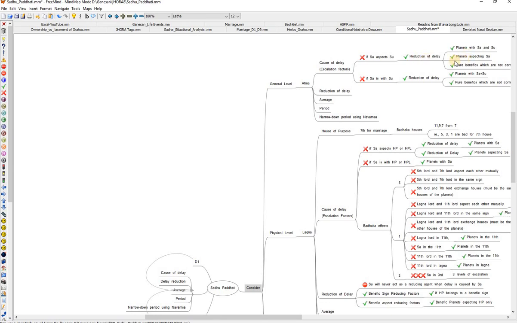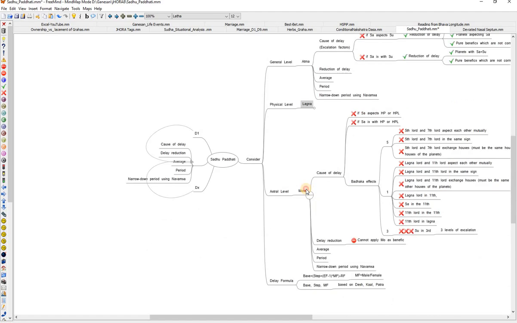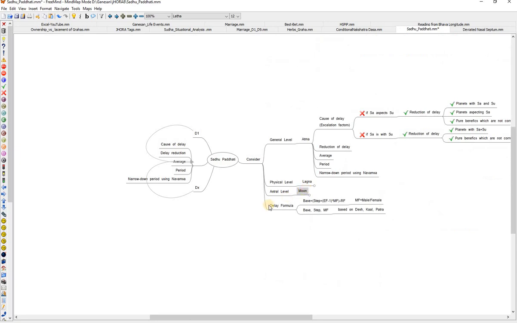These rules are very clearly laid out in that particular video on the YouTube channel that I told you about. For each case, we have an escalation factor and a reduction factor, and we average it out, and a period is arrived at. And it's similar in the case of Lagna. I don't have to walk you through all of that, because the Excel will clarify that. Then finally we have a delay formula, something like this. We will see it in the Excel.